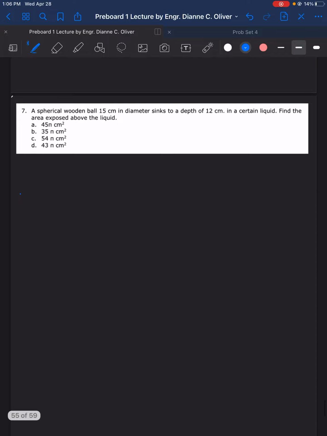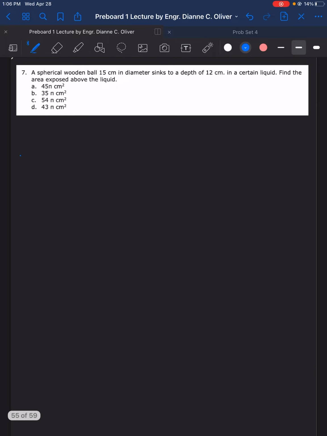Next, let's go to number 7. A spherical wooden ball, 15 centimeters in diameter, sinks to a depth of 12 centimeters in a certain liquid. Find the area exposed above the liquid. Letter A, 45 pi square centimeters. B, 35 pi square centimeters. C, 54 pi square centimeters. And D, 43 pi square centimeters.